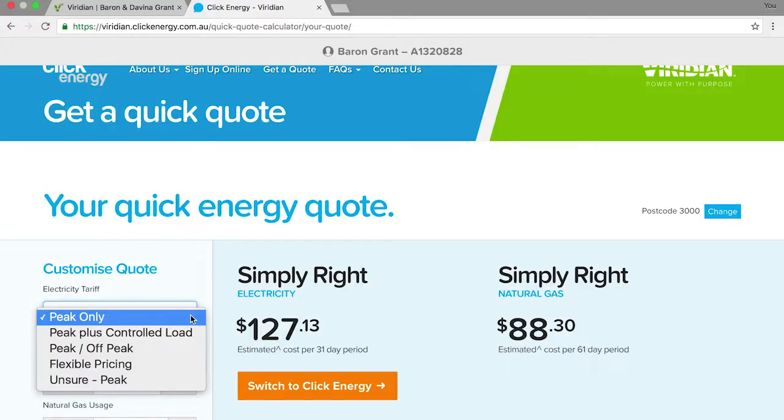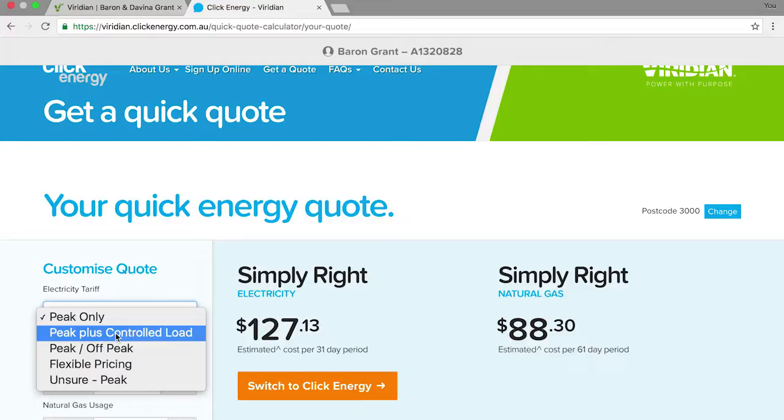Now, many customers will have a peak-only meter. If you're looking at a bill and there is only one flat rate, chances are it's a peak-only meter. Very, very simple. However, customers will often also have an off-peak rate as well. Now, the first one down here is a peak plus a controlled load.